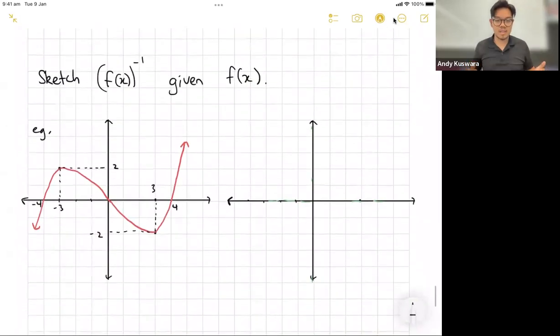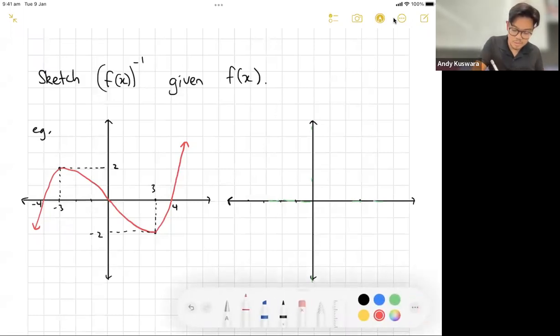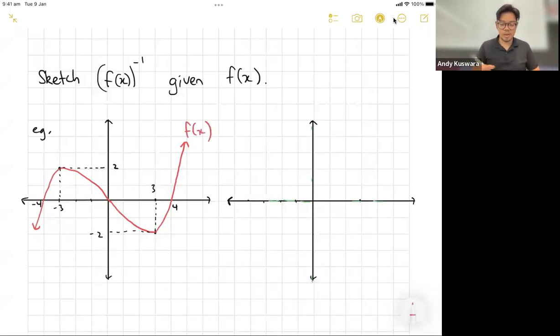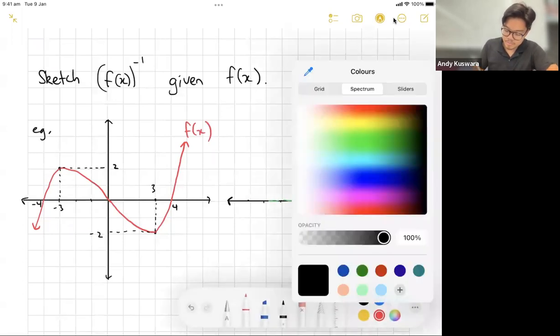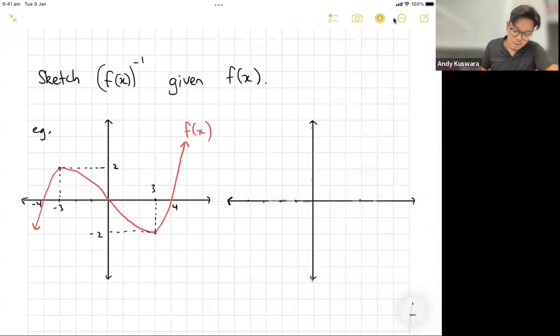This is an example. Sketch the reciprocal function given the original function. I'm going to call this one our original, and I want to sketch the reciprocal function. The first thing I want to do is find where my zeros are, where my x-intercepts are. I can see that I've got an x-intercept at -4, an x-intercept at 0, and another x-intercept at 4. So here, x equals -4, I'm going to have an asymptote. Again, I'm also going to have another asymptote at x equals 0.